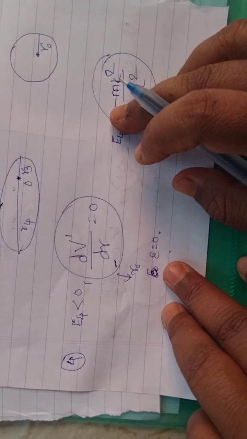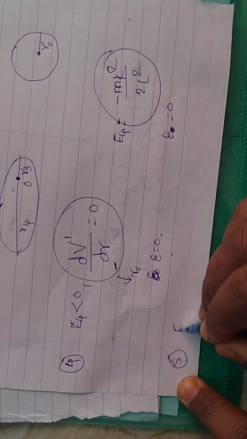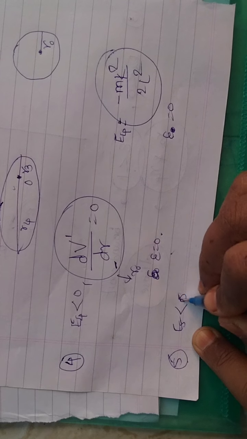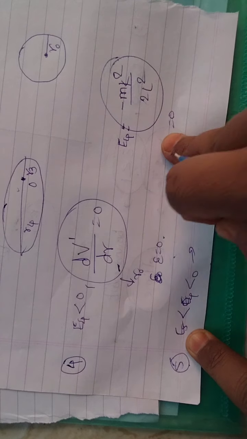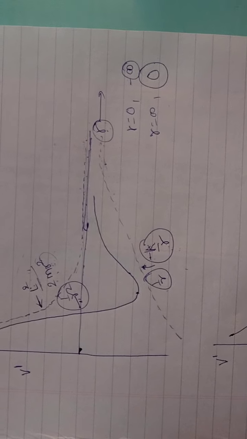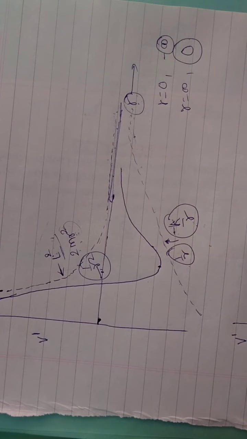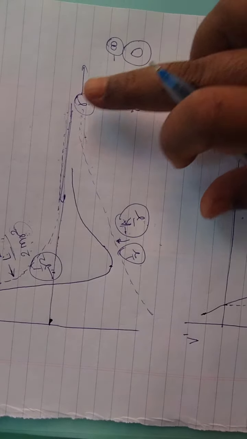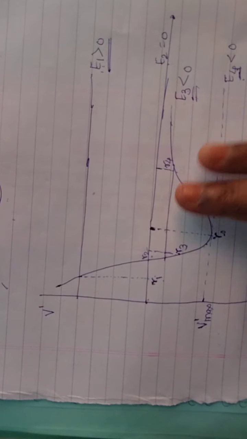So this is the condition for E4 less than 0, and the fifth condition is E5 less than E4 less than 0. This condition is not possible for an orbiting particle under a central force. So we have seen the general features of the motion. These are the two curves we have seen: the potential curve as a function of r, and the potential energy curve with the different energies.